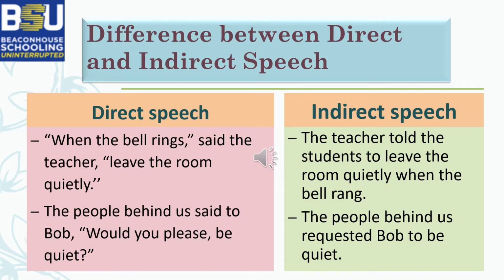Difference between direct and indirect speech is that in direct speech, we quote the words exactly as they were spoken by the speaker, and in indirect speech, we give just the gist, the meaning, and the sense of what the speaker said. That is why in direct speech we put quotation marks to show the words as they were spoken exactly by the speaker, but in indirect speech we don't use quotation marks.